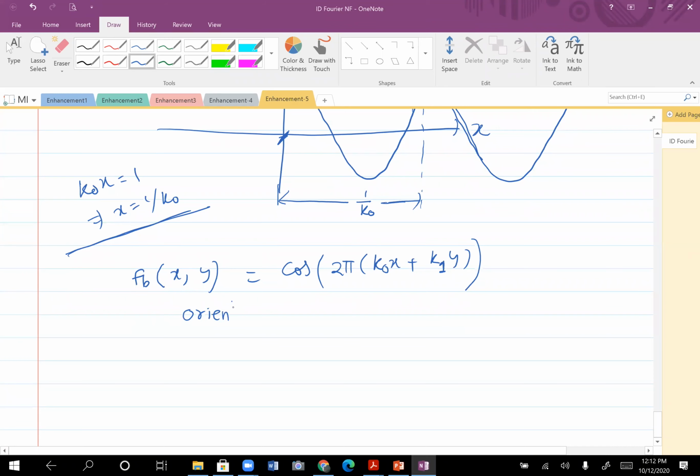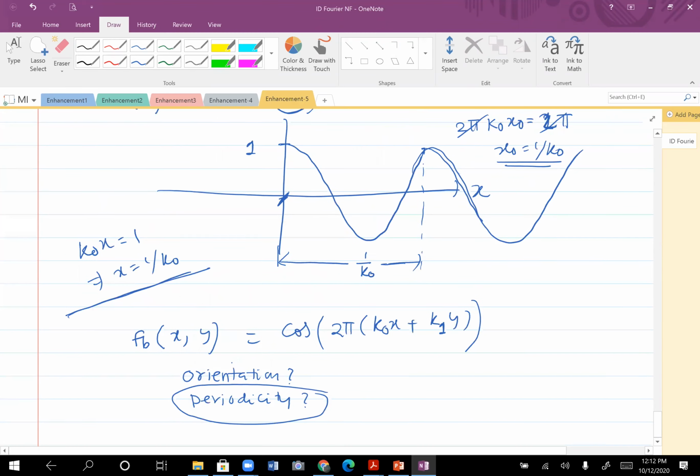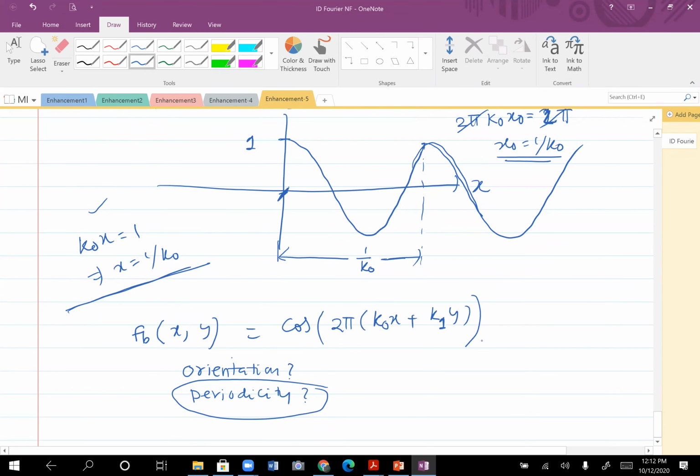So two questions are there: one is the orientation of it, and then the periodicity of it. These are the two questions that we would like to answer. Let's start with the periodicity part. What we inferred so far is that it is periodic neither in x nor in y, but in a particular orientation, a particular direction. So how do you know the periodicity of it, similar to what we did in 1D?